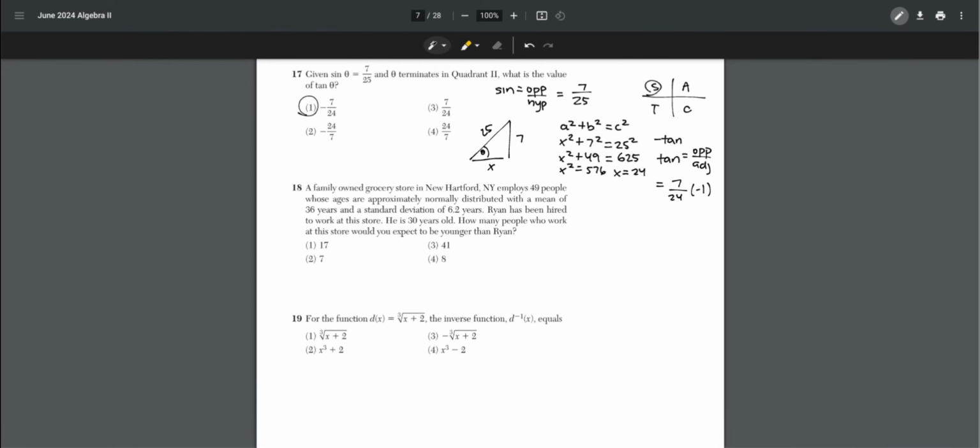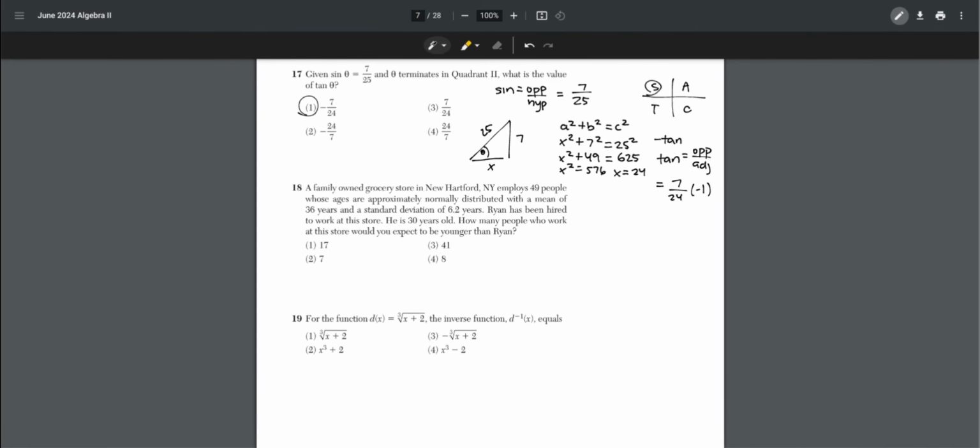Number 18. A family-owned grocery store in New Hartford, New York employs 49 people whose ages are approximately normally distributed with a mean of 36 years and a standard deviation of 6.2 years. Ryan has been hired to work at the store. He is 30 years old. How many people who work at the store would you expect to be younger than Ryan?